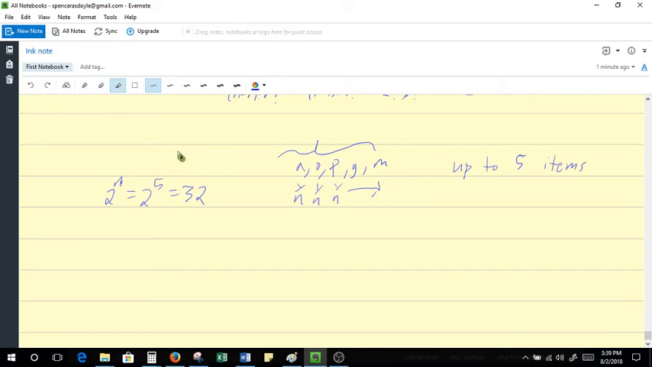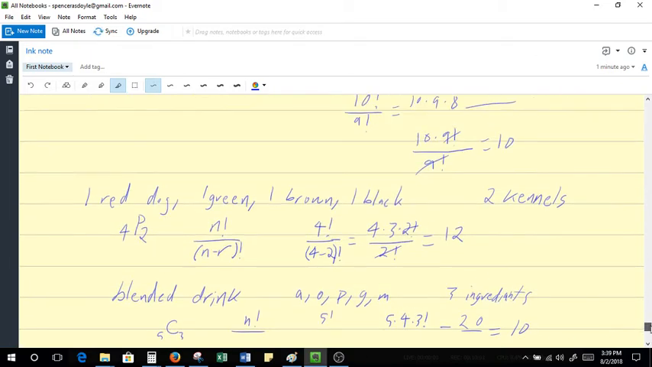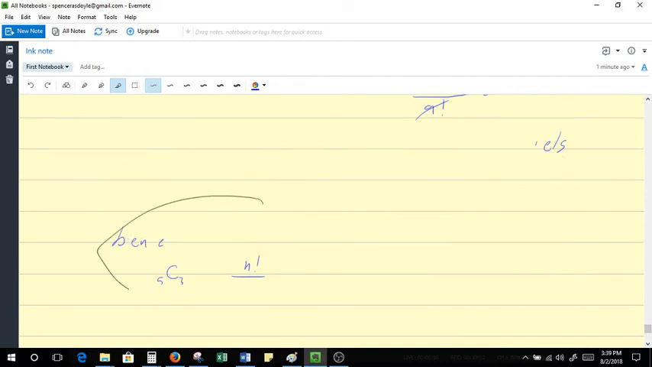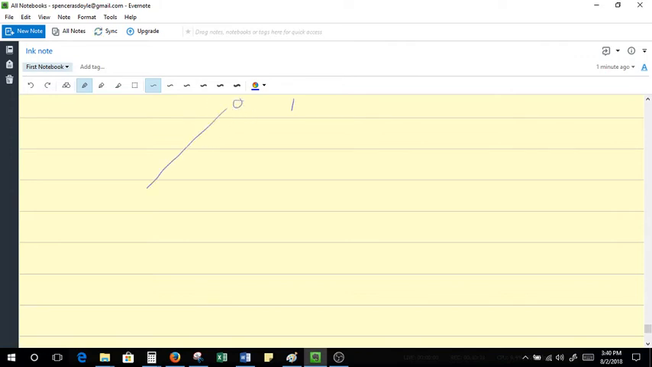Next, let's take a look at Pascal's triangle and binomial theorem. So if we're going to draw Pascal's triangle, that's what we should do first. We're going to put 1, and that's row 0. So this is going to be our rows out here.